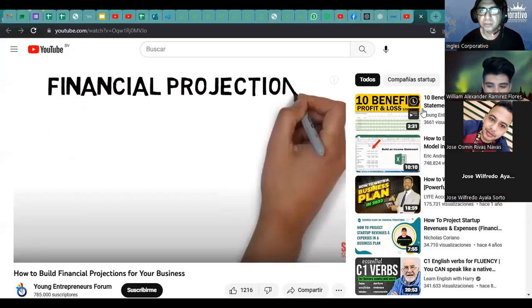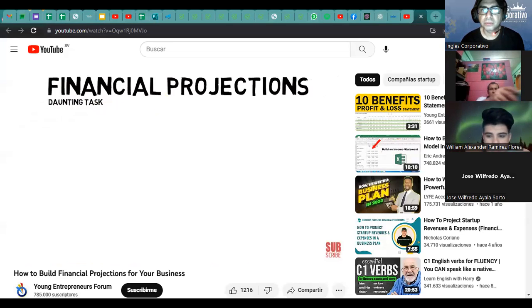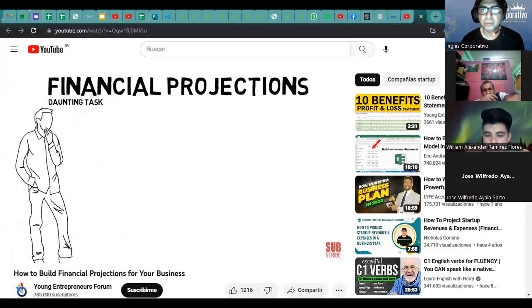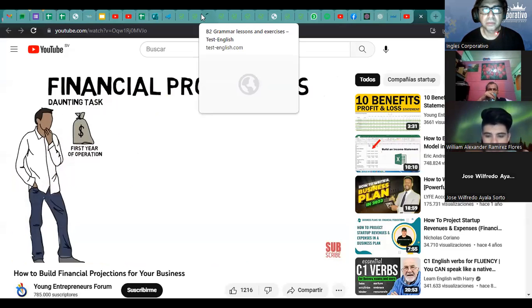Developing the financial projections for your business may seem like a daunting task. After all, how can you know what type of revenue and costs your business will encounter in its first year of operation, let alone the first 5 years?